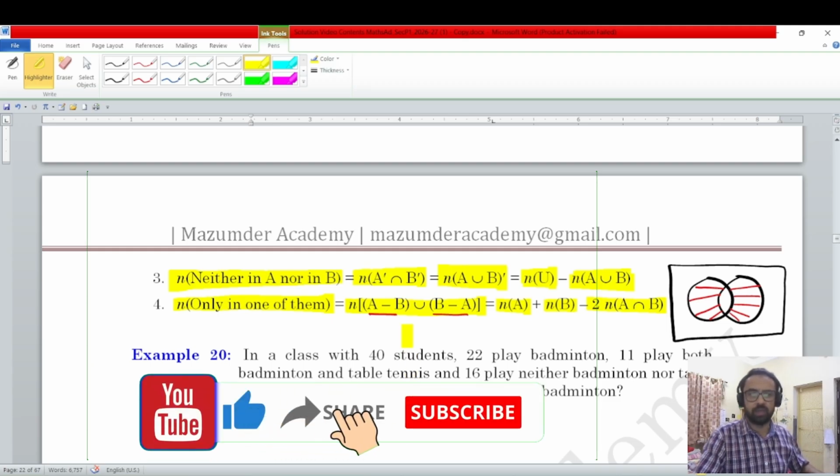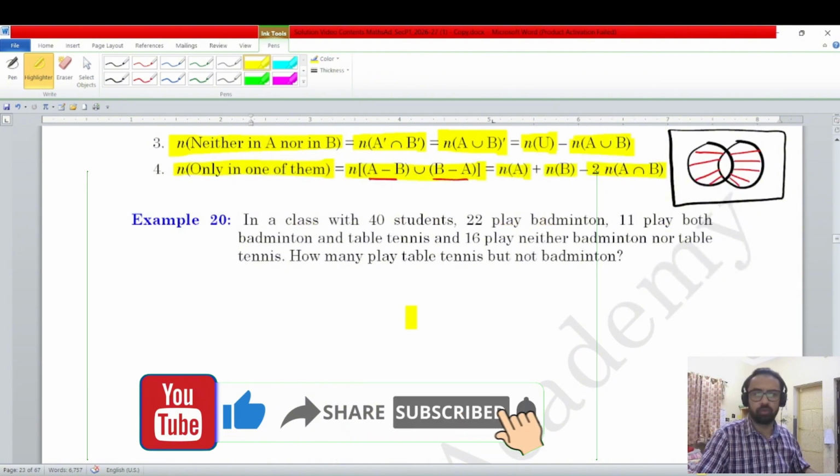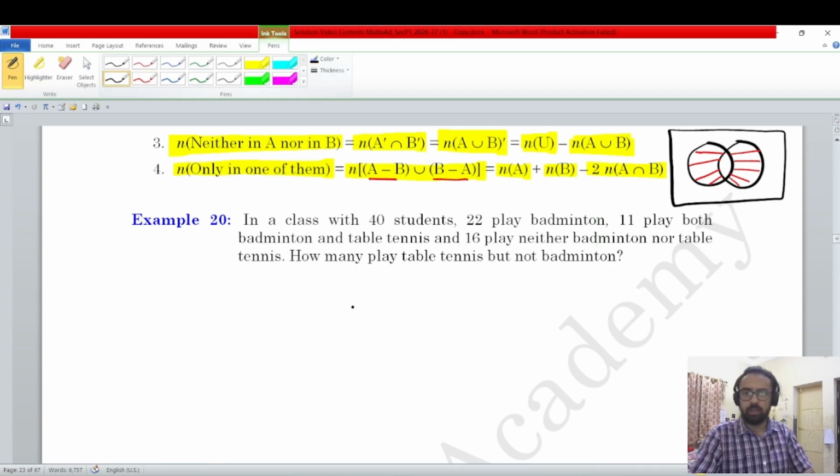So let's take an example of application and then we will go to the exercise. See, in a class there are 40 students. 22 play badminton, 11 play both badminton and table tennis, 16 play neither badminton nor table tennis. How many play table tennis but not badminton?